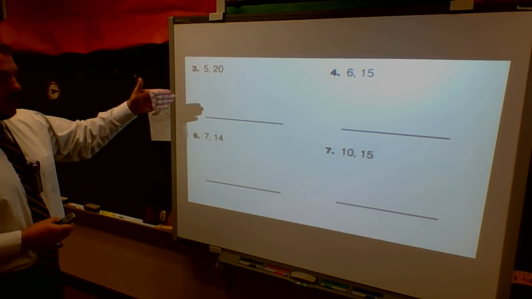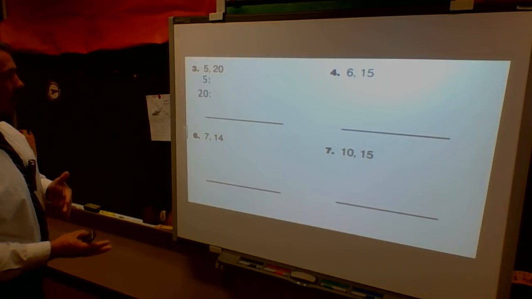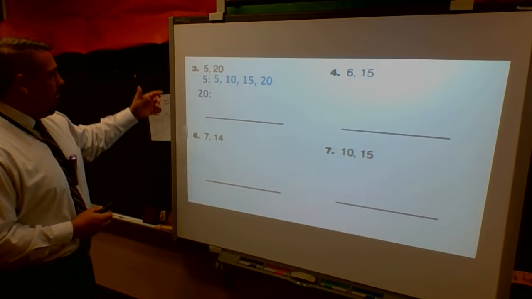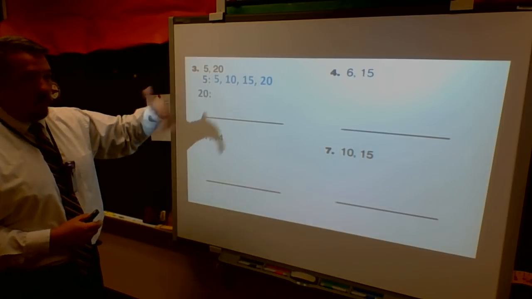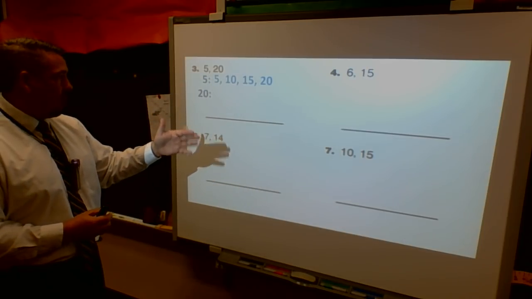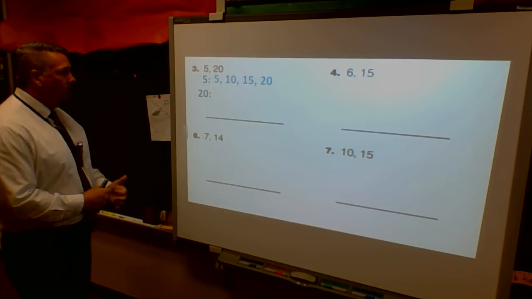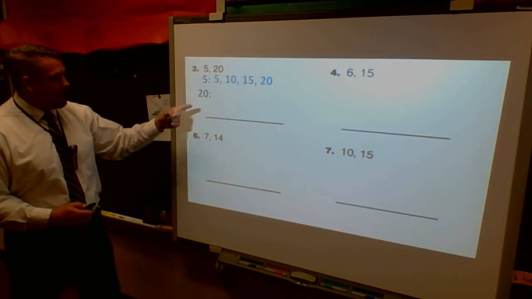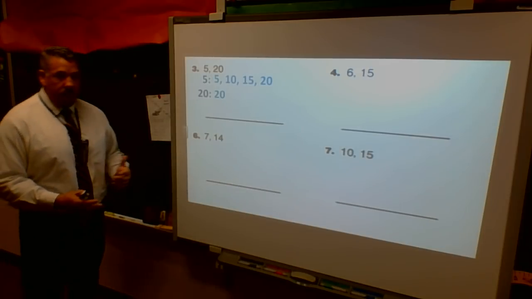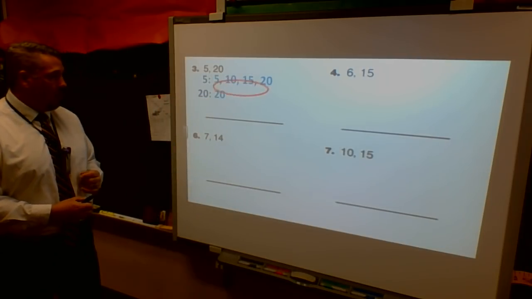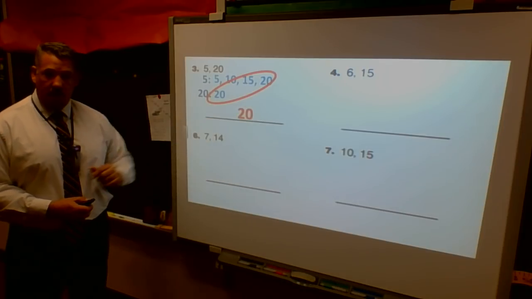So our practice problems. We have 5 and 20. So I stack them, and then I do my multiplication facts for 5. Well, I have 5, 10, 15, 20, so on and so forth. And if 20 doesn't work, I'm going to add on to it until it does work. But I notice that I'm talking about 20, and that's the first one. So all I have to do is show one multiple of 20, and that's going to be my least common multiple. So that has to be my answer.